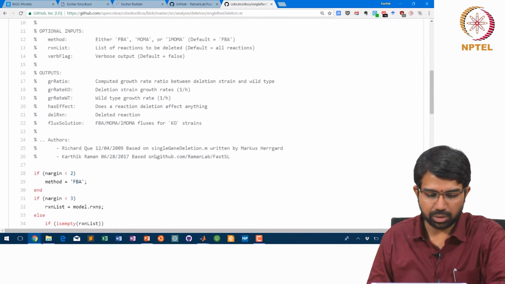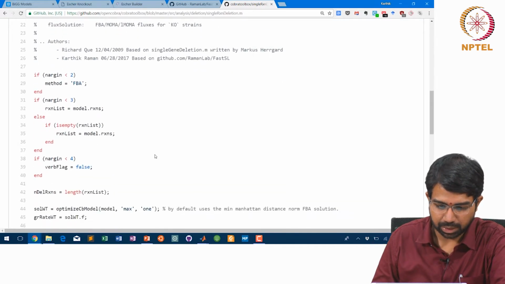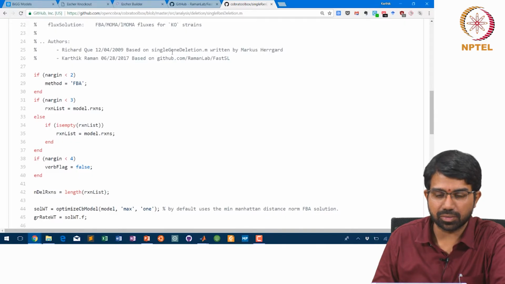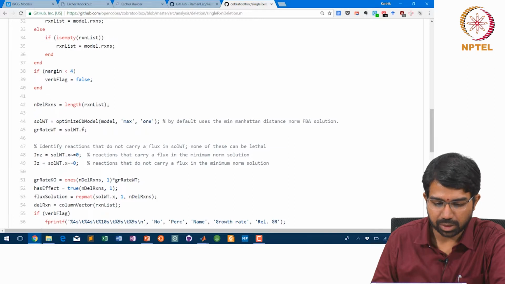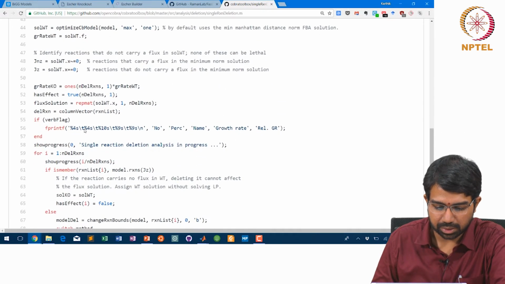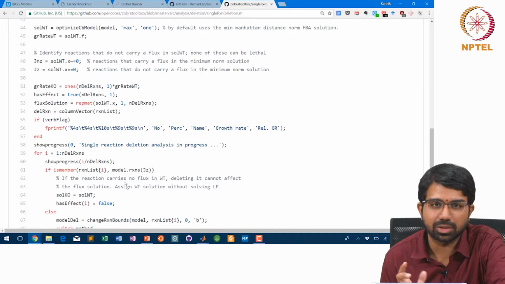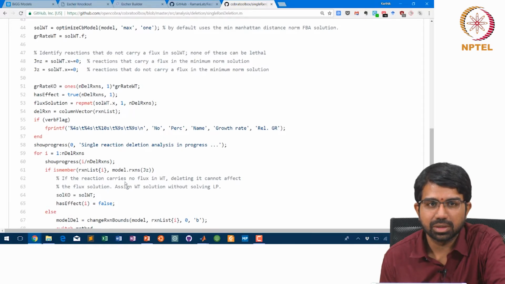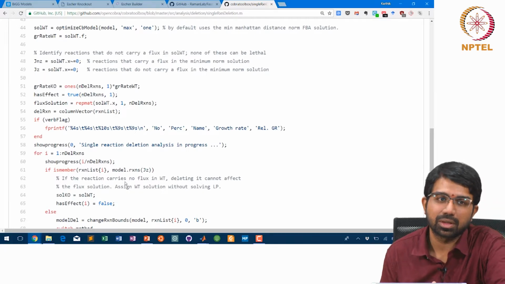So this is the code for single reaction deletion, and this is based on fastSL that we discussed a little earlier. So here the key idea is that if the reaction carries no flux in wild type, deleting it cannot affect the flux solution. See, not all reactions will carry a flux in the wild type solution, right?